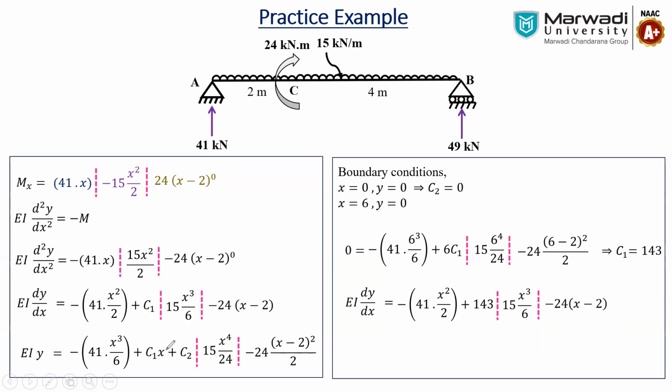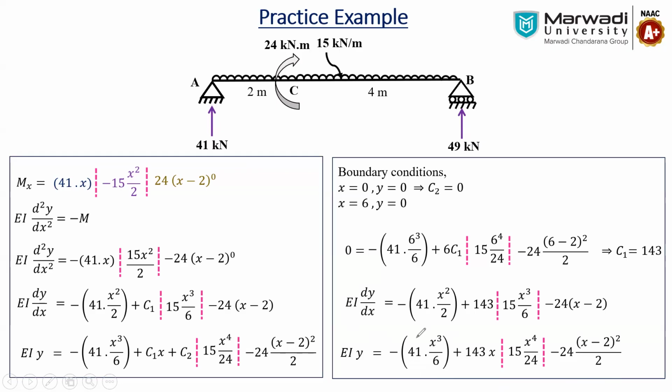Similarly, the last term, EIy, that is the equation of the deflection, EIy equal to minus 41 x cube by 6 plus 143 x, 15 x4 by 24, and minus 24 x minus 2 square by 2. So both of these equations are the same, we just have to find out the C1 and C2. Now these are the most generalized equations.